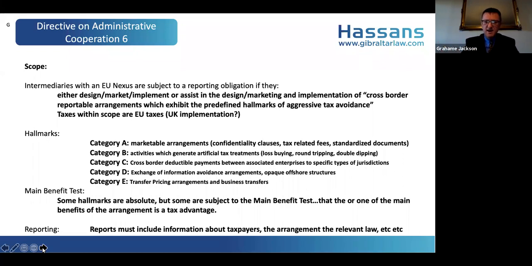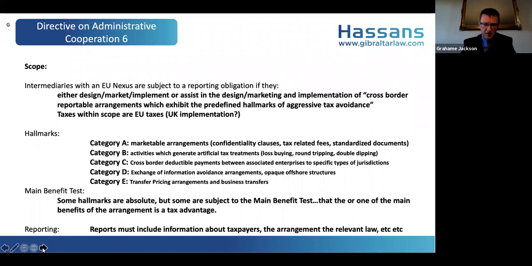And finally, category E is a transfer pricing arrangement. So that's the use of unilateral safe harbor rules and the transfer of business operations, risks and liabilities from one part of a group to another part of a group in order to shift the weight of the profit from one jurisdiction to another.